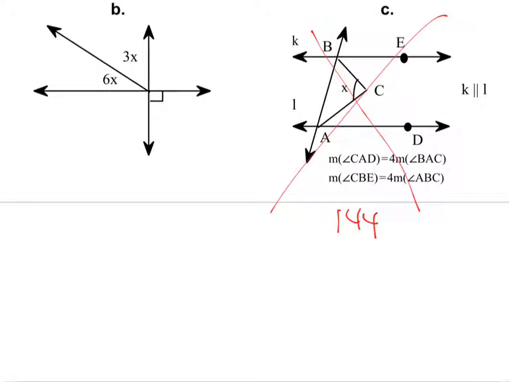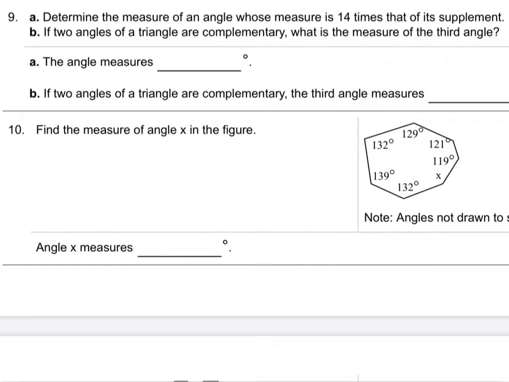Don't worry about one little part. Just let it go. Put in whatever answer. I promise I won't hold it against you in your overall grade at the end. So I'm going to skip it. I just don't think it's worth our time. It's a little bit fancy. So anyway, I'm going to move on with number 9. So determine the measure of an angle whose measure is 14 times that of its supplement.